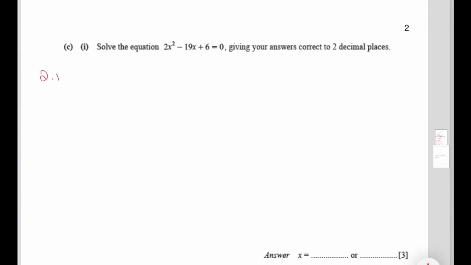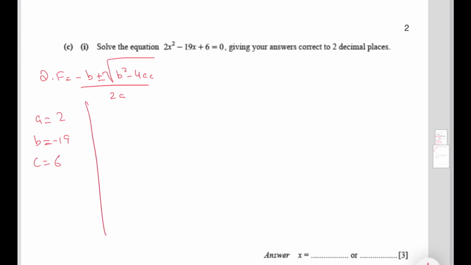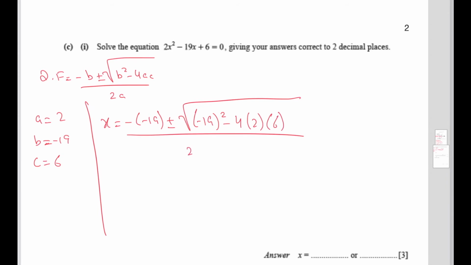So we use the quadratic formula for this, which is negative b plus minus under root b squared minus 4ac divided by 2a. A in this case is 2, b is negative 19, and c is 6. Okay, let's move on further. So x would be equal to negative times negative 19, plus minus under root negative 19 whole squared minus 4 times 2 times 6, over 2 times 2.